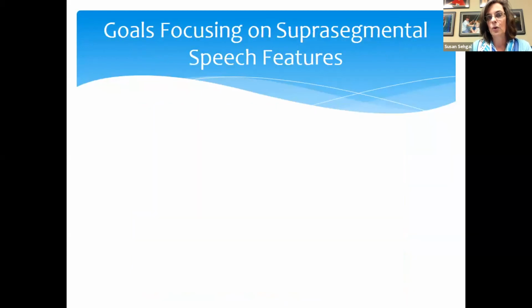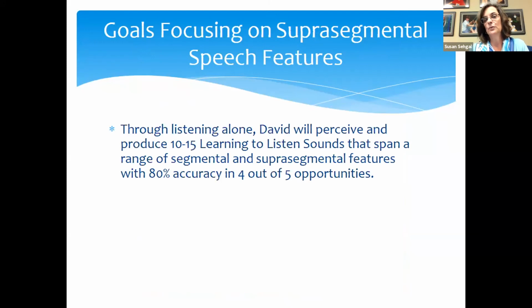So what are some goals that we can write that are working on perception of suprasegmental speech features? Maybe we will want to work on learning to listen sounds. So we could write, through listening alone, David will perceive and produce 10 to 15 learning to listen sounds that span a range of segmental and suprasegmental features with 80% accuracy in 4 out of 5 opportunities.